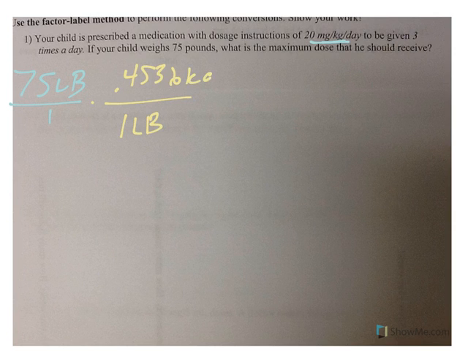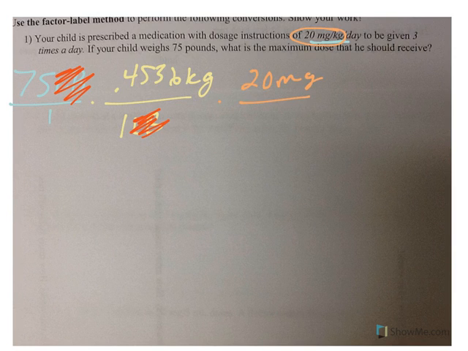Okay, so we start with your kid. Your kid is 75 pounds. But recall, the dosage is in milligrams per kilogram. So the first thing we gotta do is get your kid out of pounds and into kilograms. So 1 pound is 0.4536 kilograms. So that step right there gets us into kilograms. And now we can use our conversion of 20 milligrams per kilogram.